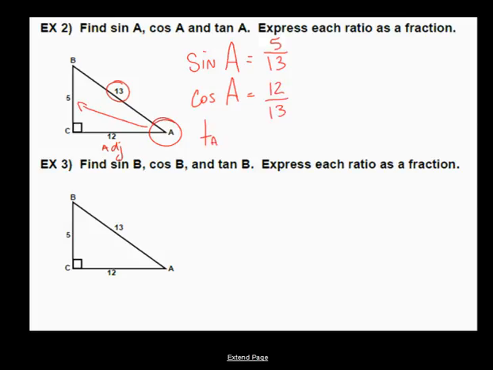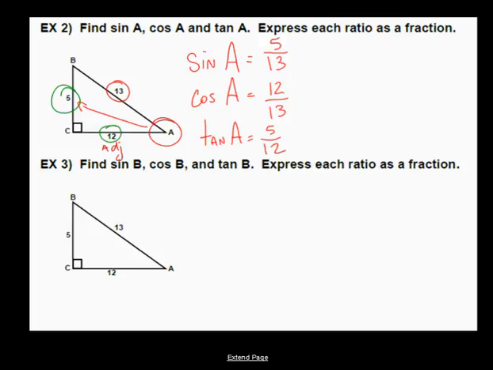The tangent of A. For tangent, I need my opposite and my adjacent, the only two that I need. So the opposite is 5, the adjacent is 12, and that one is done.